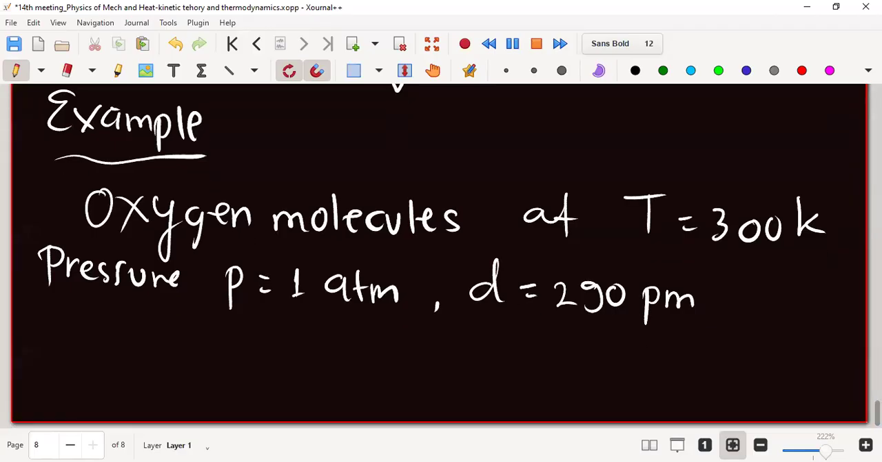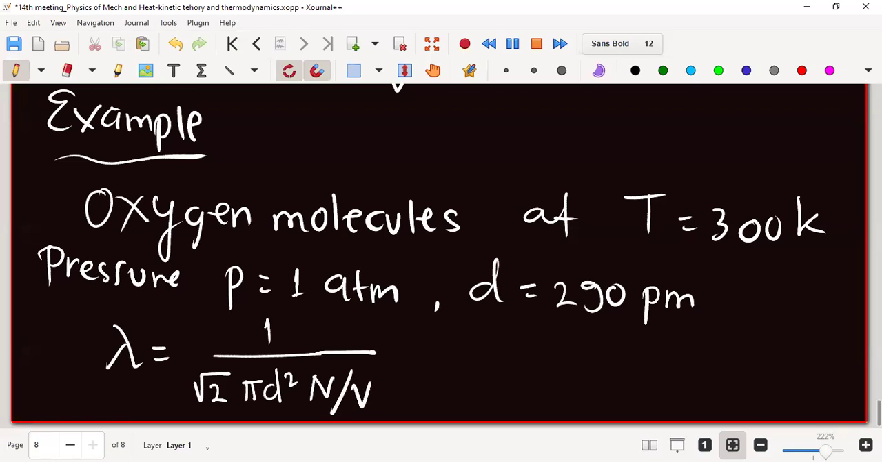So we can calculate lambda by 1 divided by square root of 2 pi d square and then N divided by volume. Because by the ideal gas law PV is NkT, we can get N divided by volume is P divided by kT.